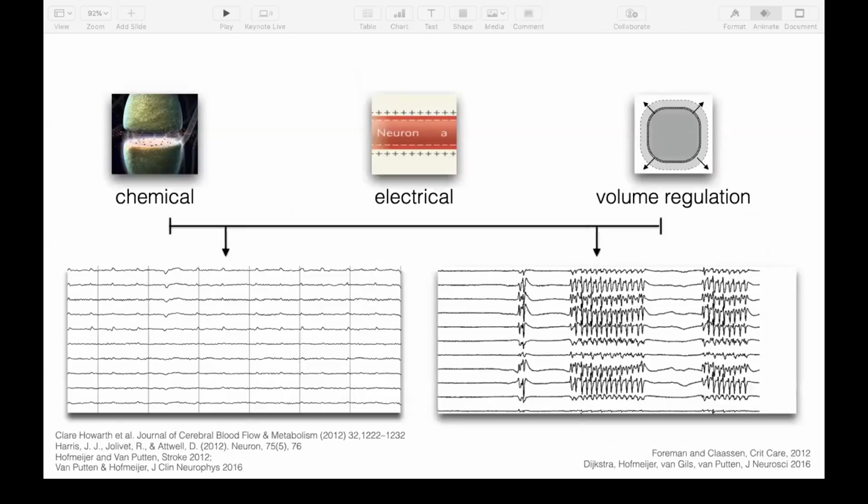Electrically, however, it is observed or known that the sensitivity is much larger, because already when chemical synaptic transmission fails, this is reflected in the EEG.